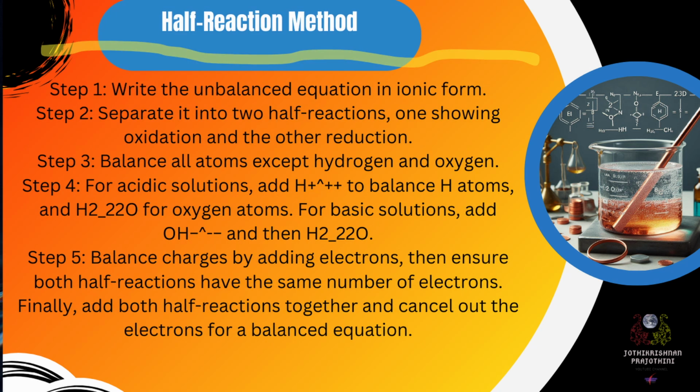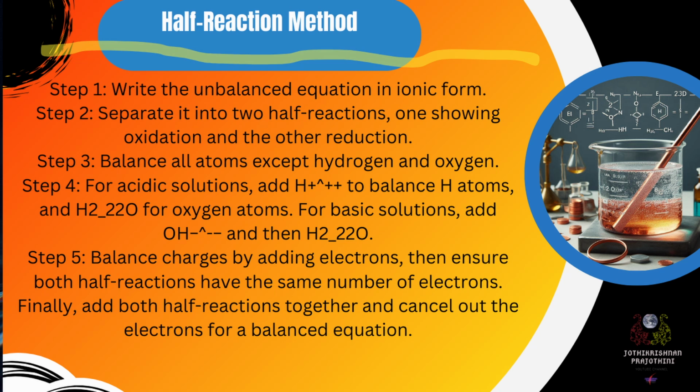Next, in the half reaction method, we separate the overall reaction into two parts, one for oxidation and one for reduction. Here also, we need to first write the unbalanced equation in ionic form. In the next step, we need to separate it into two half reactions, one showing oxidation and the other reduction. Next, we have to balance all atoms except hydrogen and oxygen. In the fourth step, add H plus to balance hydrogen atoms in acidic solution and water for oxygen atoms.